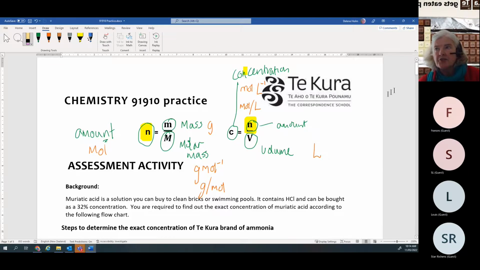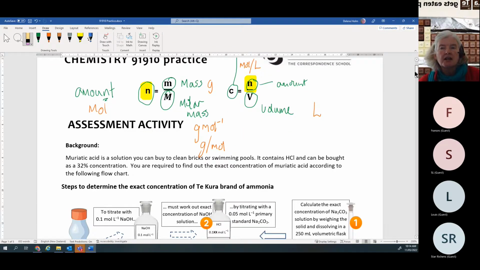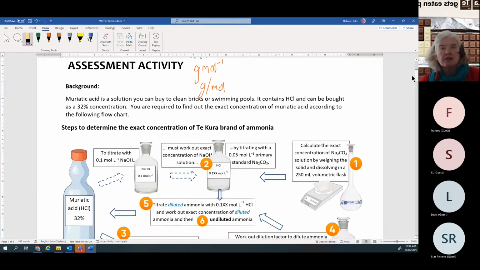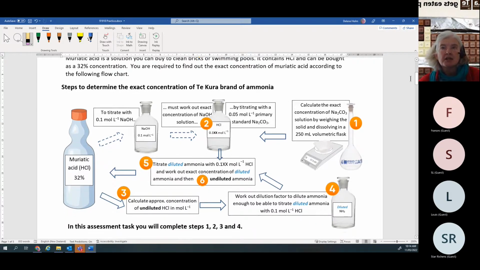Okay, so now that we've got that, let's now go down and do it. And you can see I actually based this off one of the teacher marked assignments. So this should not be ammonia. The exact concentration of 3.2% muriatic acid. Muriatic acid is just the common name for hydrochloric acid.